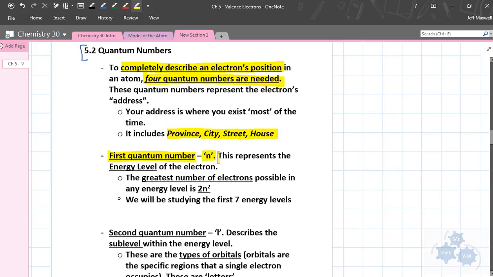So you might see n equals 1, or n equals 2, or 3, or 4. And that is the energy level of the electron. So that's the largest category of the quantum numbers. It's the general energy level.